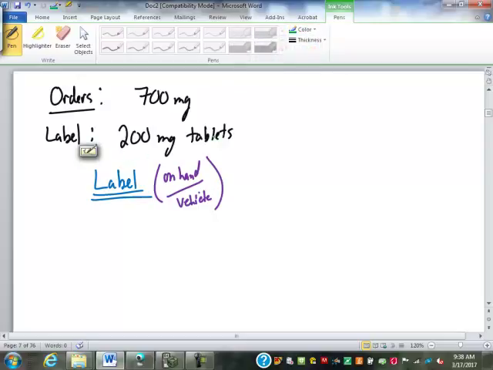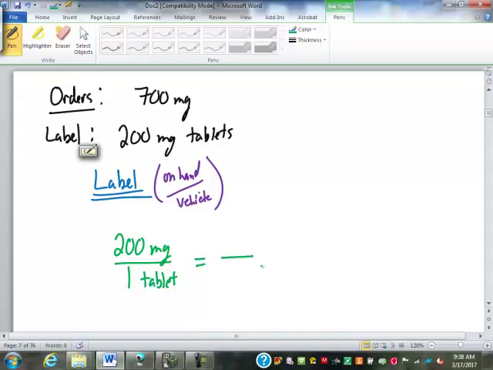Because that label is just a ratio. 200 milligram tablets, you think of it as 200 milligrams per 1 tablet. In previous units, when we discussed proportions and ratios and rates, we talked about, if you have 29 miles per gallon, that you have to think of that as 29 miles over 1 gallon. Same type of thing here. 200 milligram tablets is 200 milligrams per 1 tablet.